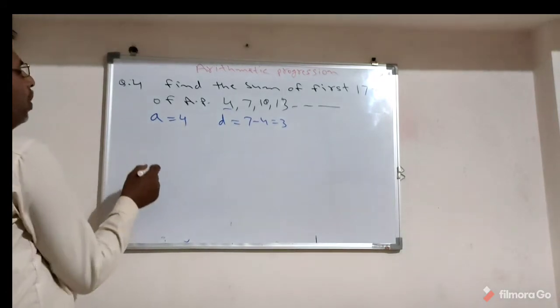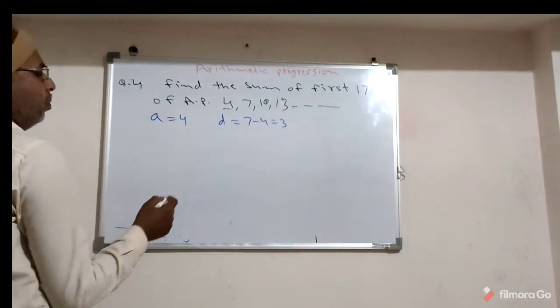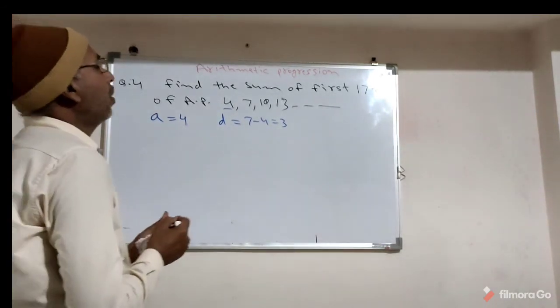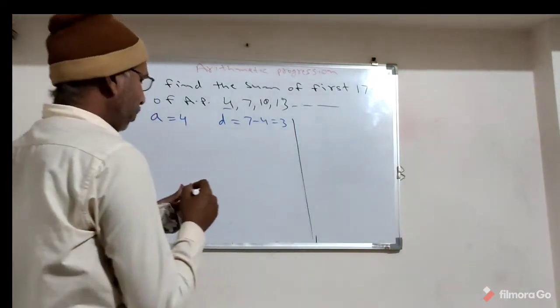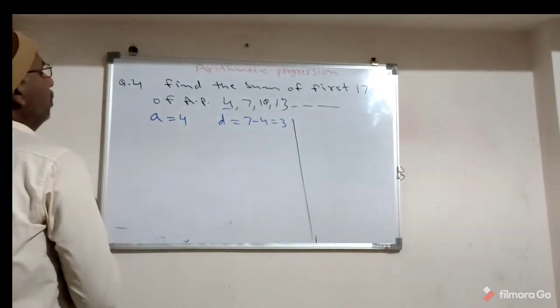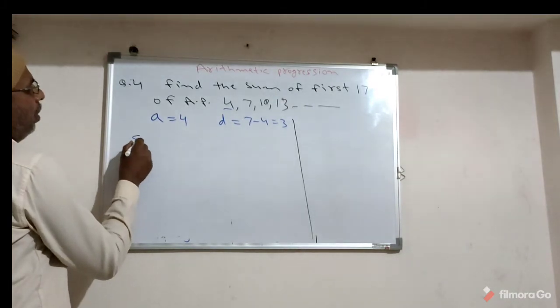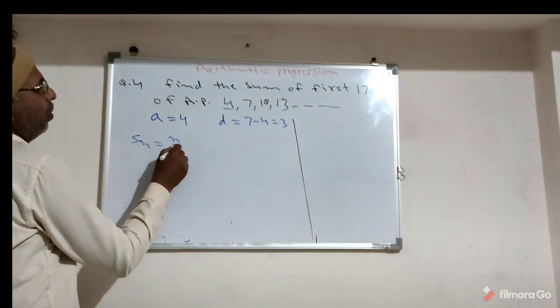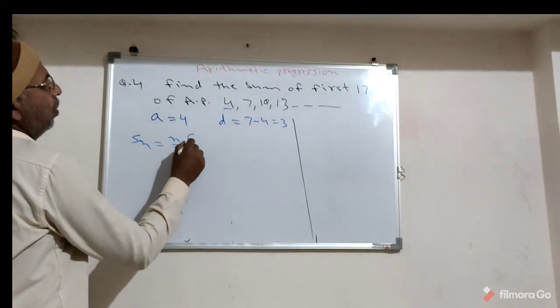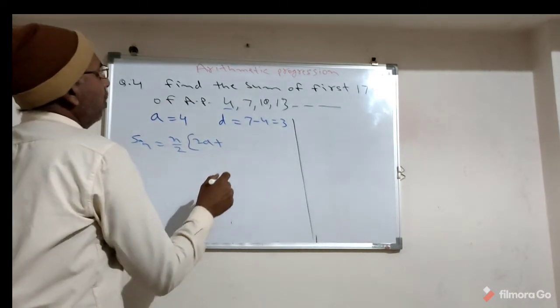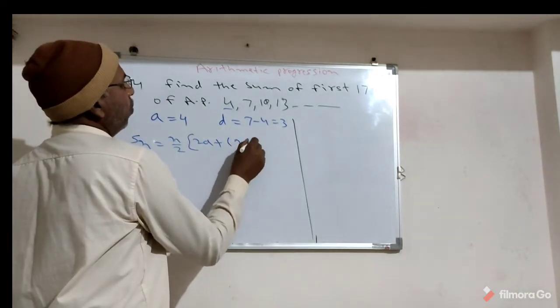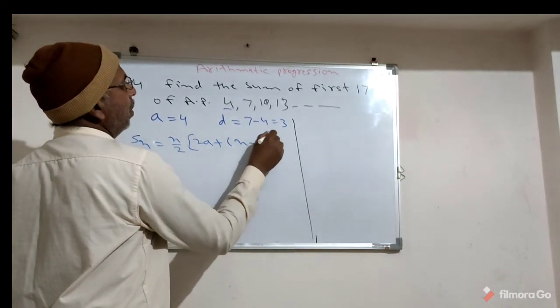Now the formula to find the sum of an AP is Sn equal to n by 2 into twice A plus n minus 1 into D.